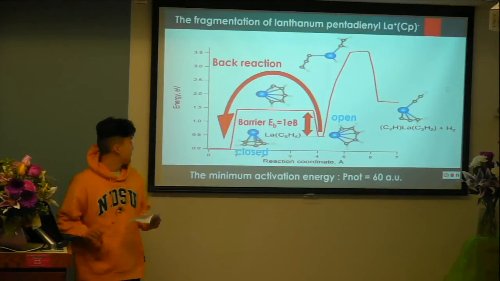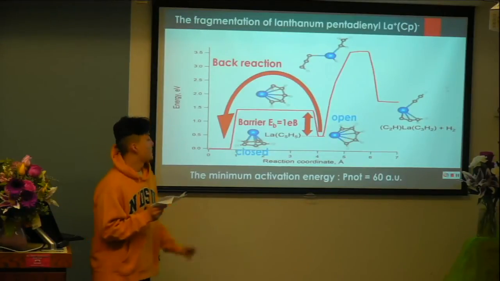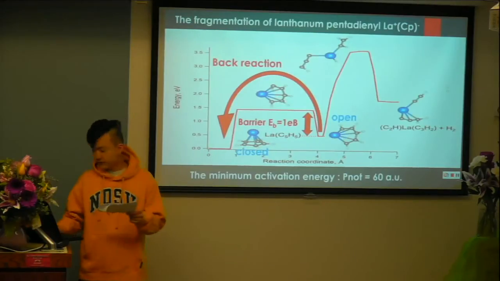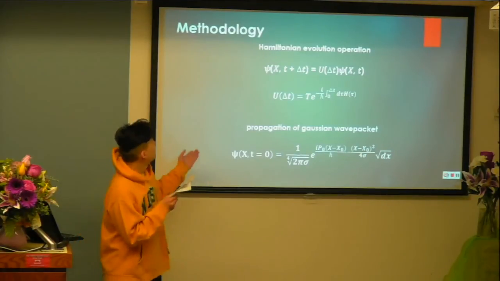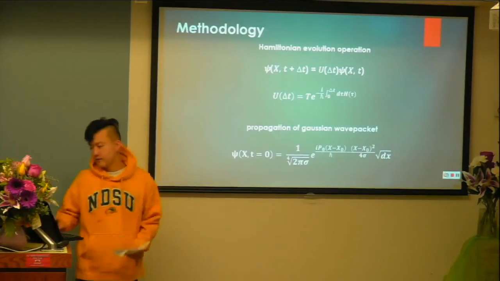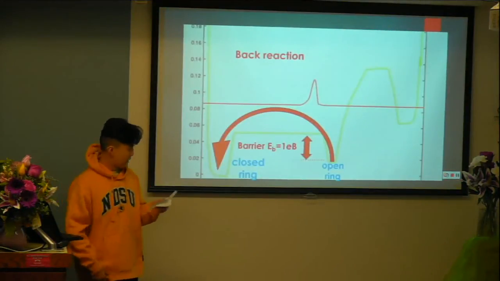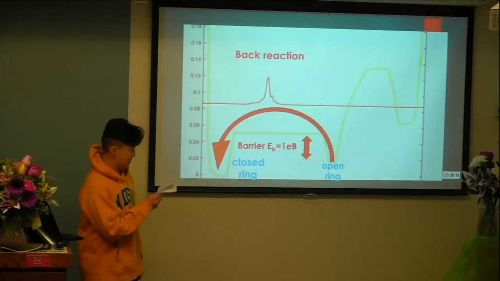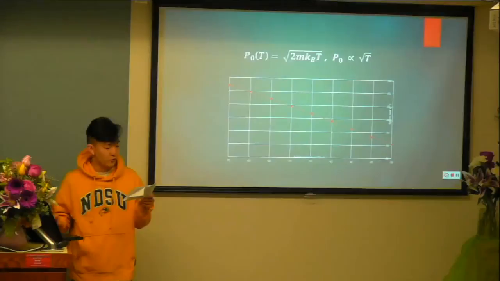The minimum activation energy that I obtained from the MATLAB code was at P naught, which is the initial momentum, of 60 atomic units. The methodology I used in the MATLAB codes was Hamiltonian evolution operation and propagation of the Gaussian wave packet, as described in the slides. I was able to observe the theoretical relationship between the initial momentum and the temperature, that the initial momentum was proportional to the square root of the temperature.